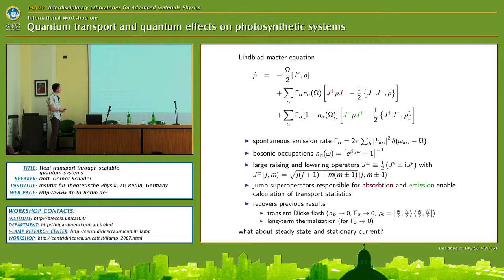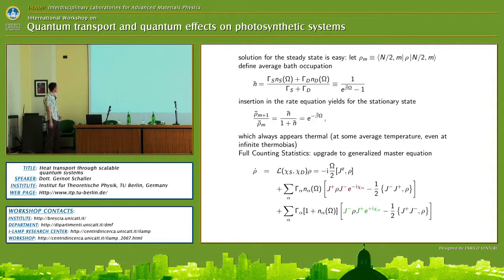So now you can check, of course, well, the stationary state is just thermal with the same temperature as the bath. And you can also solve that if you just couple to a single bath. You can solve for the dynamics, and recover these previous results that you get this transient Dicke flash. Even though you might question this applicability in this regime. But now we are asking, what's the long-term evolution? We are mainly interested in the stationary state. And the stationary current.